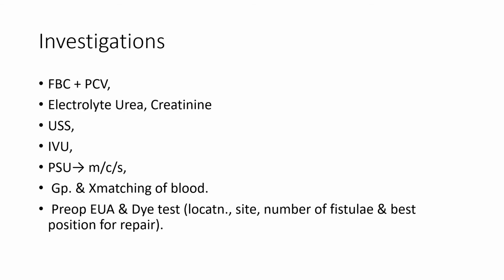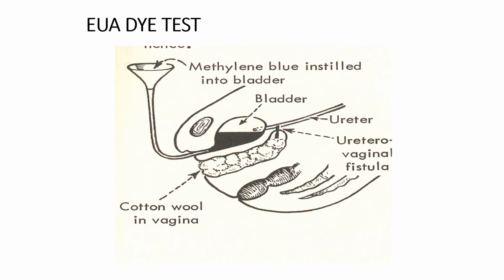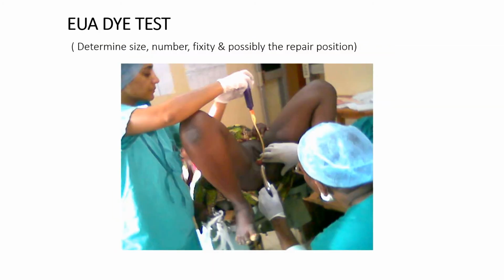Investigations involve full blood count, PCV, electrolytes, urea, creatinine, ultrasound, intravenous urography. You take the sample for microscopy, culture and sensitivity, group and cross-match if necessary. And you do a pre-op EUA and dye test. You're going to put methylene blue inside the urinary bladder, and if there's a fistula from the urinary bladder, it is going to enter the uterine cavity and into the vagina. So you put a cotton swab in the vagina, and if the vagina still stains with that methylene blue, it confirms that there is a fistula. Okay, this is a picture of them doing it.